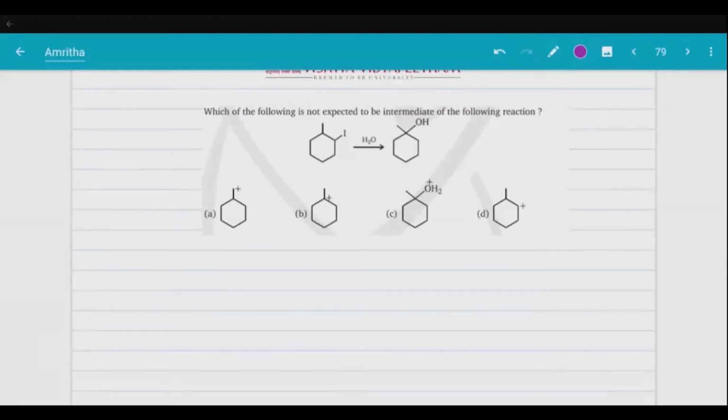Okay, so we'll start here with this question. Look at the question here. Which of the following is not expected to be intermediate of the following reaction? By looking at organic reactions, we should predict the mechanism. So do you know what the mechanism is here? What is happening here? Basically, this is our reactant. The left side of the arrow is our reactant, and this is our product, correct?